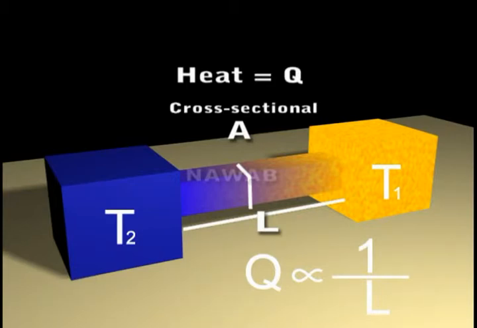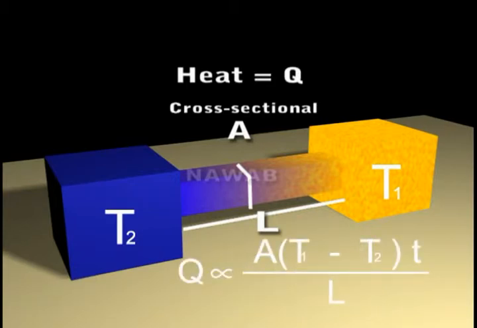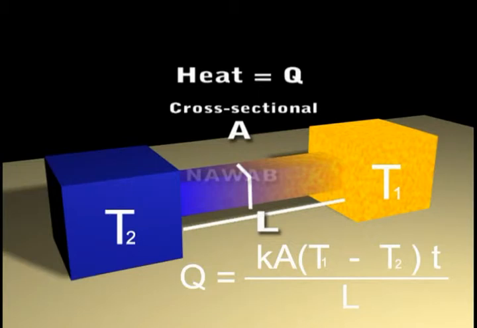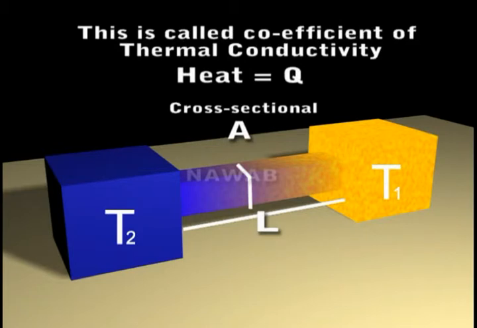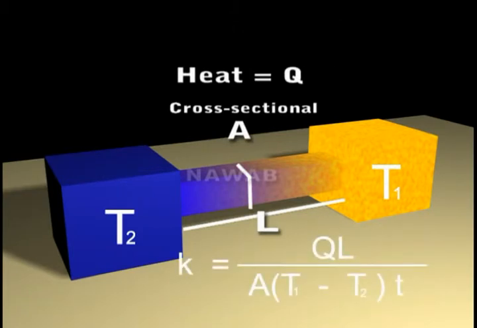Combining the above four factors, Q is directly proportional to A into (T1 minus T2) into t over L, or Q is equal to K A (T1 minus T2) t over L, where K is a constant of proportionality which depends on material of the rod. This is called the coefficient of thermal conductivity. K is equal to QL over A (T1 minus T2) t.